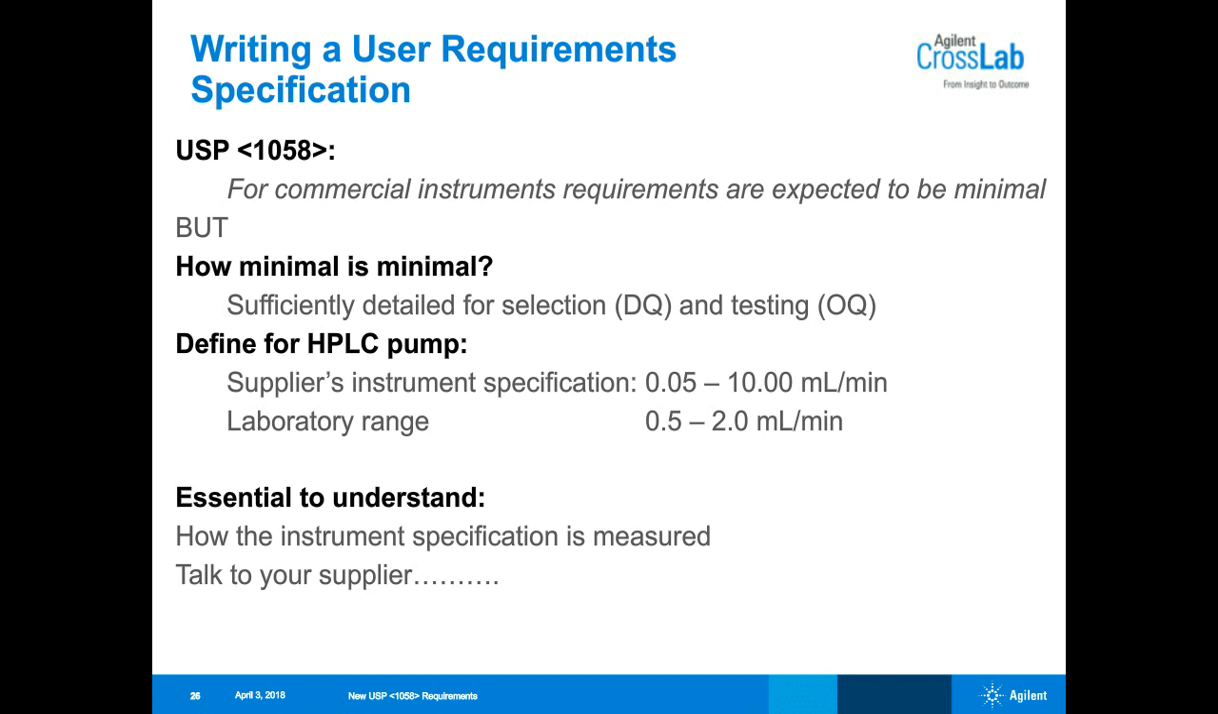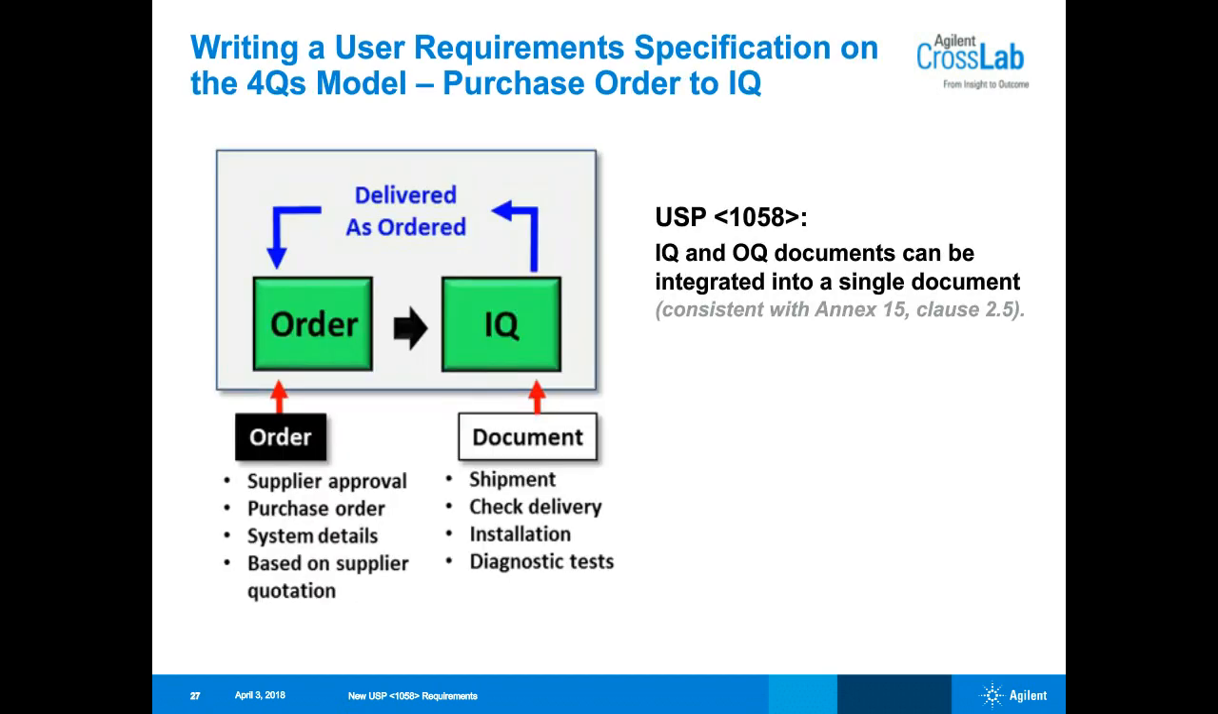So, the one thing that is in 1058 that is the supplier's responsibility is to ensure that specifications are realistic to help the users select their instruments correctly. After we've selected the instrument based on a number of things, we go forward to writing a purchase order.